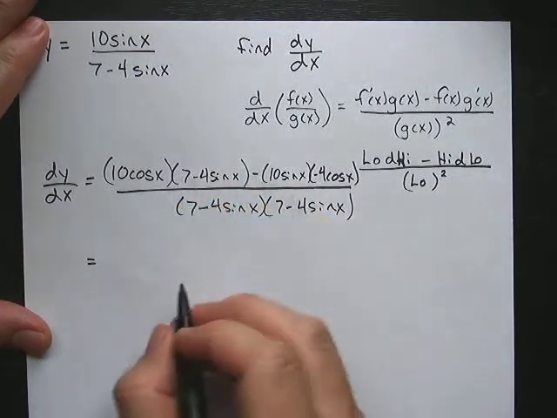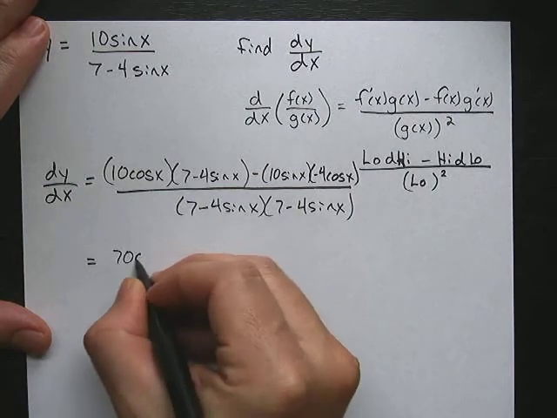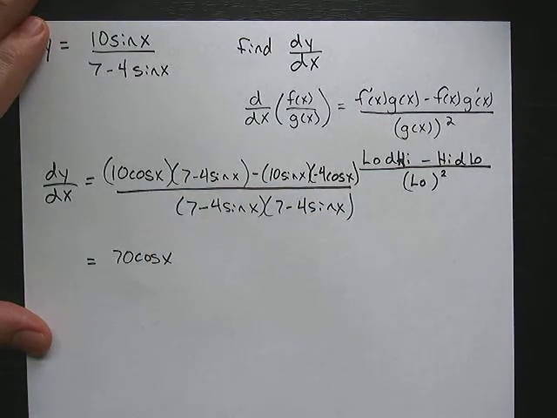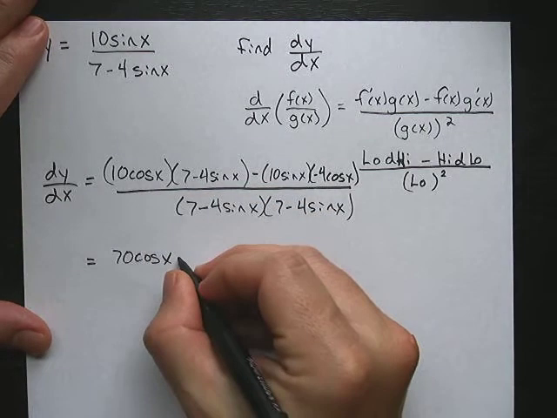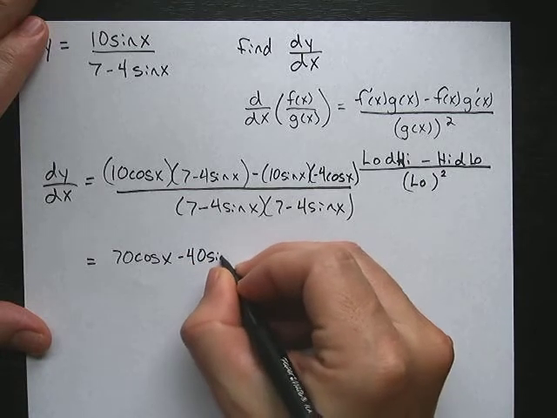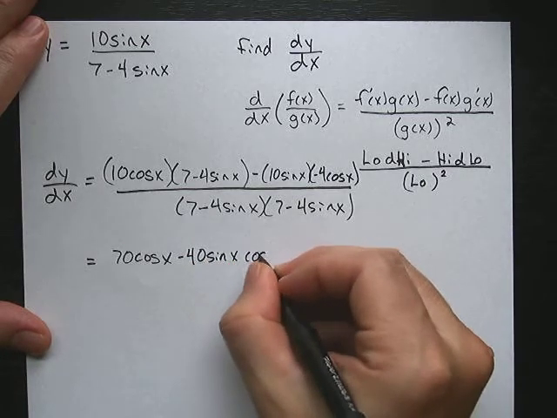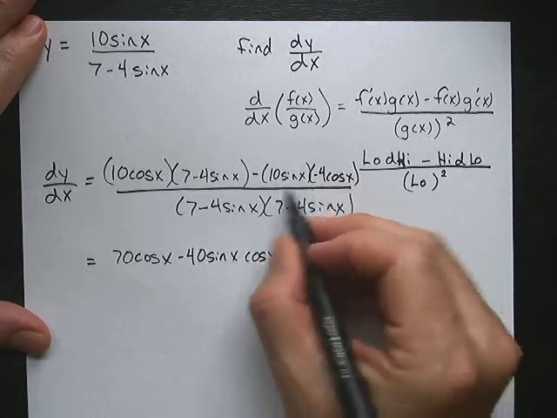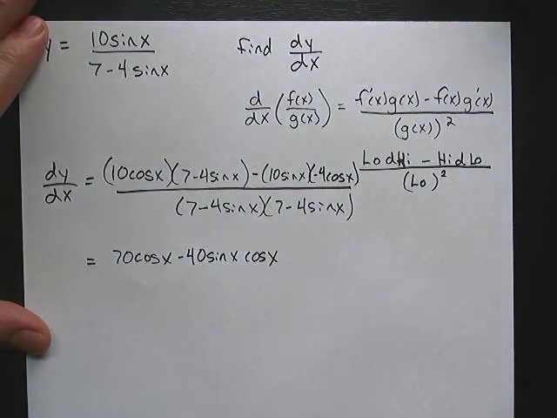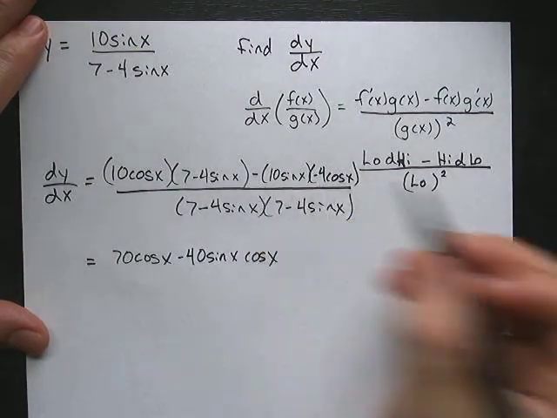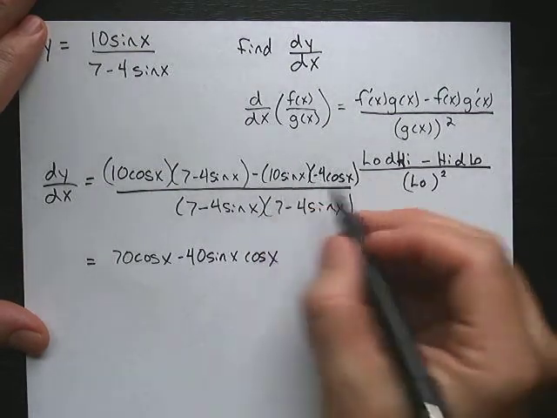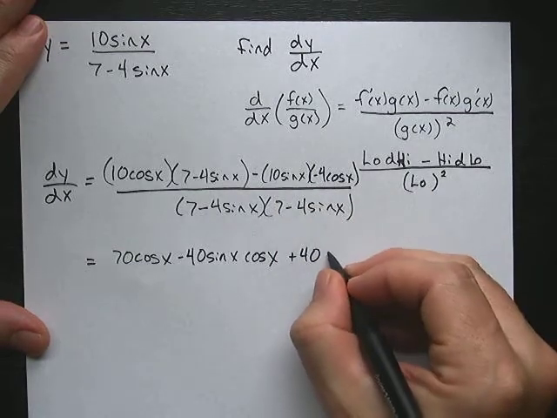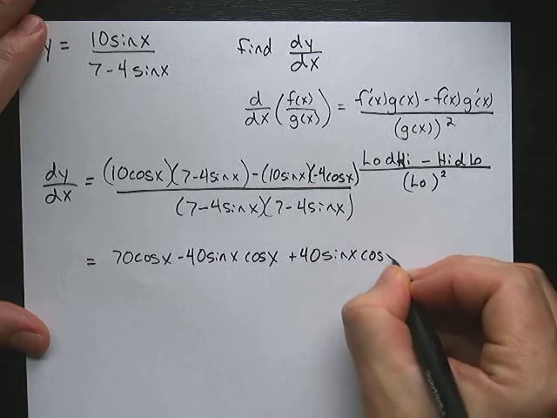We get 7 times the 10 cosine x, that's 70 cosine x. Negative 4 sine x times 10 cosine x is negative 40 sine x cosine x. Okay, here we've got a negative, and there's just single terms inside these parentheses, so this is just going to be one term. So a negative times a negative is a positive, and then we get 40. 10 times 4 is 40. So plus 40 sine x cosine x.